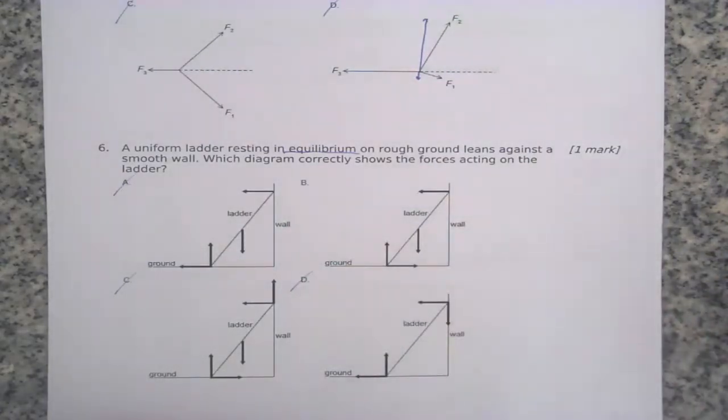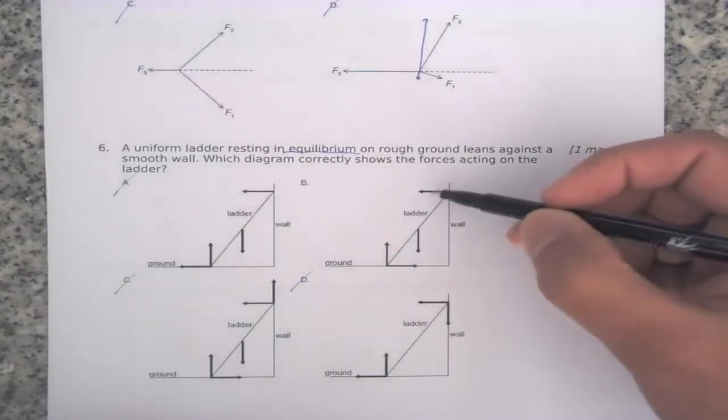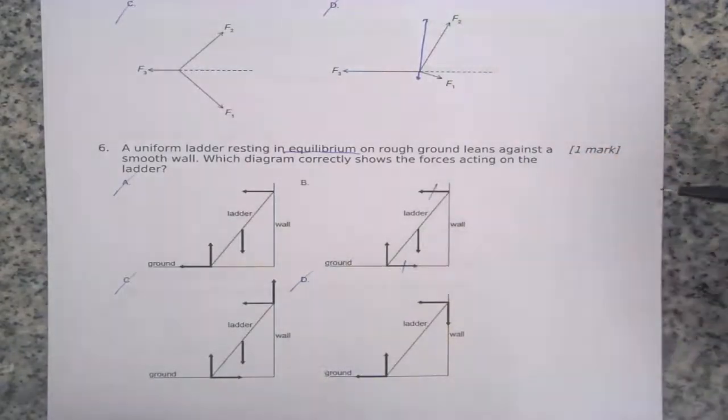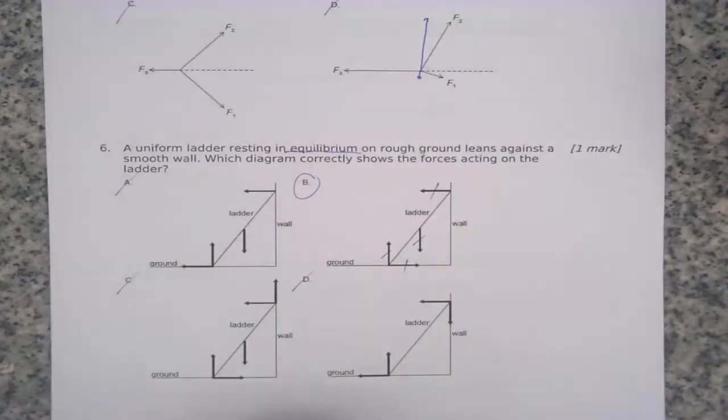So it doesn't work. Here in number B, though, you have 1 to the left that is equal with 1 to the right. 1 upwards that is equal with 1 downwards. So the correct answer here, of course, is B.